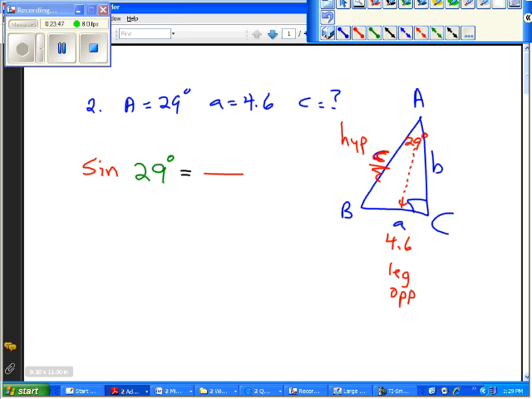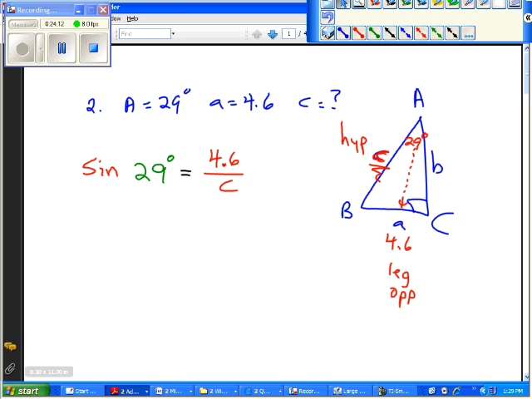Sine tells us how to set up the fraction. The fraction is going to be leg opposite over little c. Now we have a different scenario than we've had. So let's give you time to write this and think about it. And then we'll show you how to solve when the variable's on the bottom instead of the top. Okay?